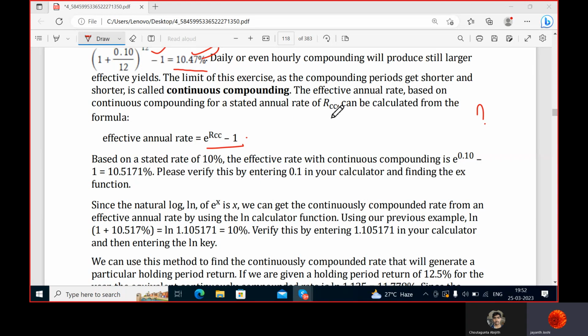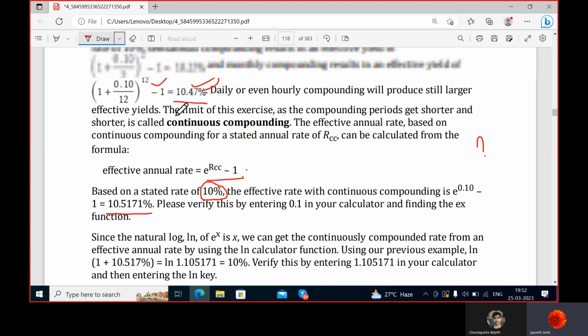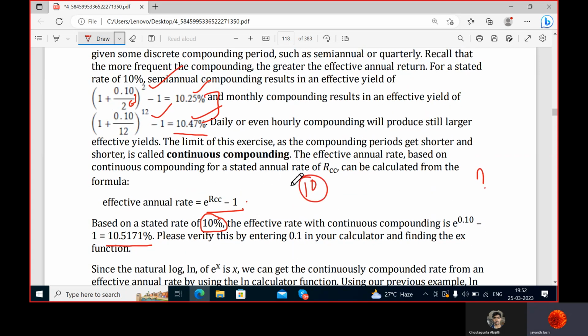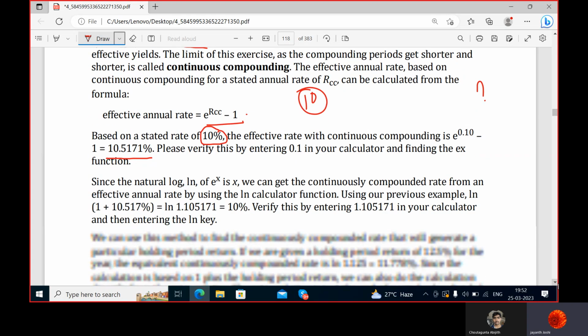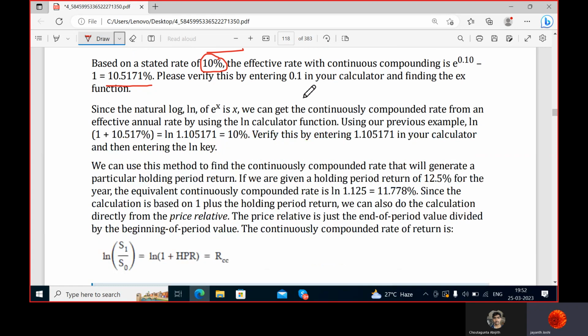Now, based on a stated rate of 10%, if I consider this 10% as a rate with continuous compounding, I get the returns 10.5171, which is even higher than these two. See, they are very near to 10, but this is much higher because of continuous compounding. Fine. So now, if this is exponential, I can also use natural log in this case, since the natural log of e power x is x. Okay. If a power x is equal to n, then log n to the base a is equal to x. Okay. So log of e power x is x.